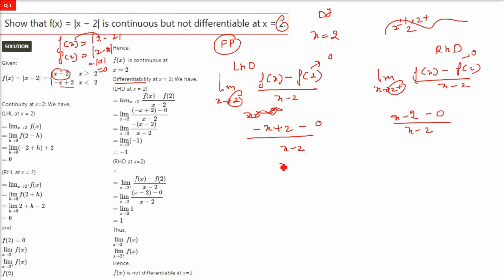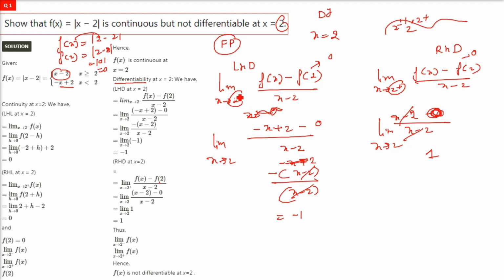So you have minus x plus 2 divided by x minus 2, and in the numerator you can just take the negative constant. So you get x minus 2 inside the brackets. You can cancel these two, you will get a negative 1. On the right hand derivative, it is going to be 1. x minus 2 gets cancelled with x minus 2. So limit x tends to 2 minus, limit x tends to 2 plus, both the cases.